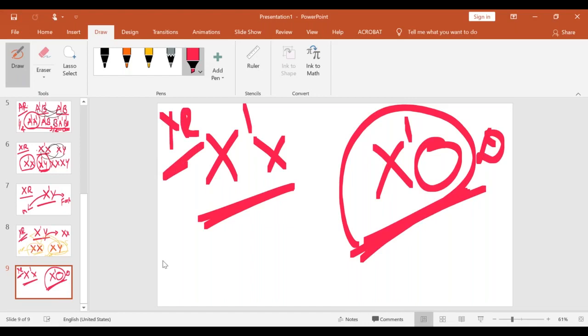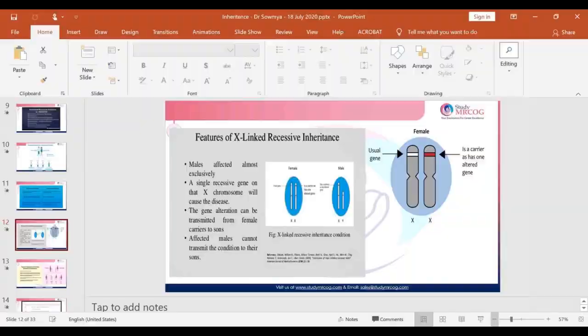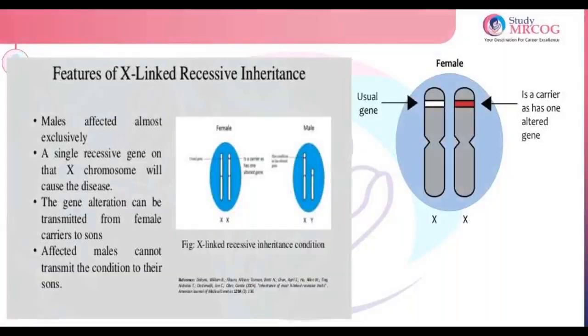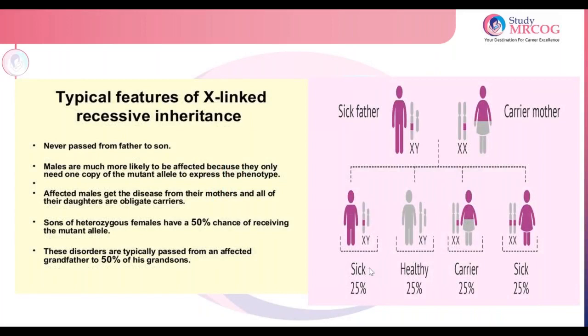So let's move back to our initial presentation about X-linked recessive inheritance. A single recessive gene on the X chromosome will cause the disease. As we know, affected males cannot transmit the condition to their sons because they give the Y chromosome to their sons, and the defective X chromosome is given from the mother only. So again, this is X-linked recessive inheritance, which we have already discussed. Remember, fathers cannot transmit the disease to sons. Males are much more likely to be affected than girls because they have only one X chromosome. So it is the same thing we discussed before.